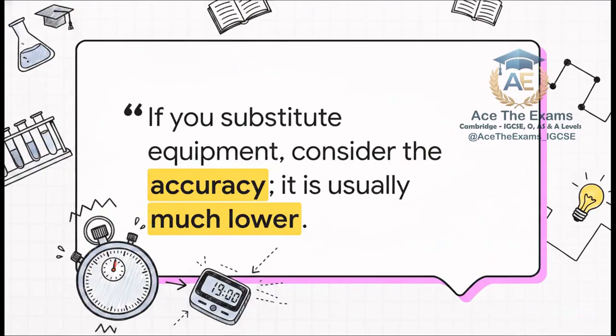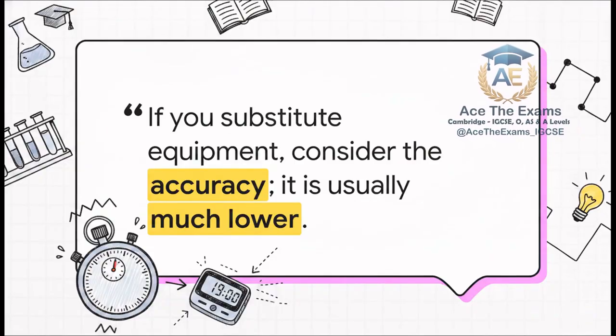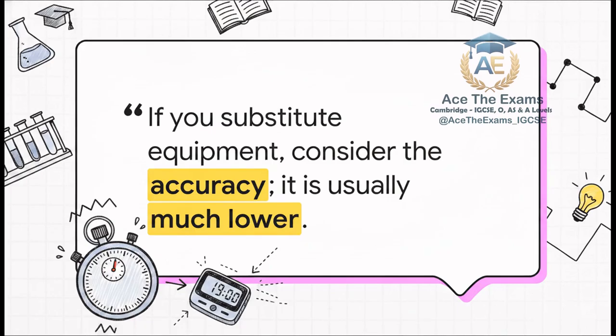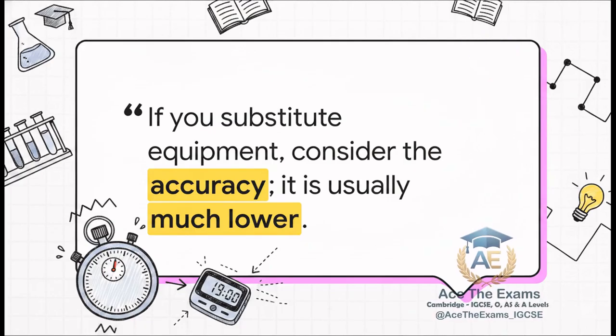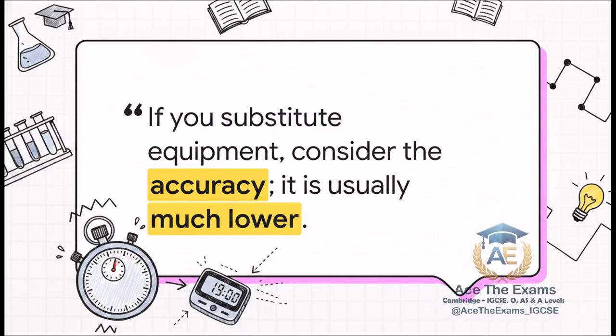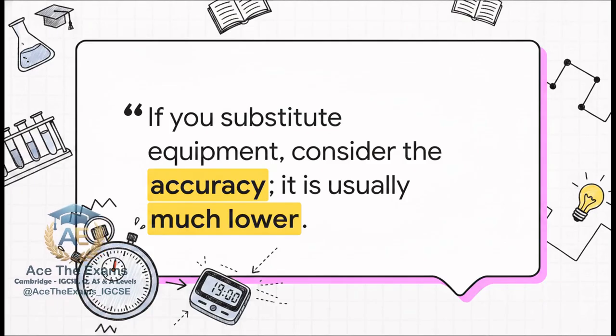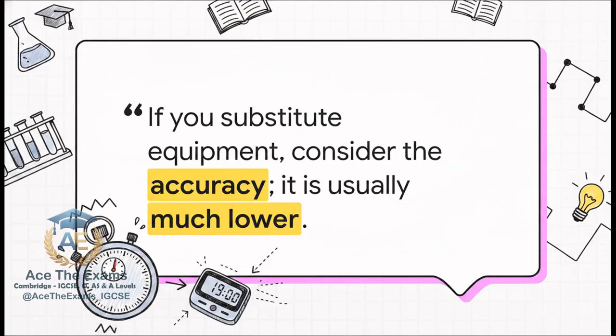Moving to Section 3, apparatus and measurement strategy. You have to listen to this direct warning straight from the Cambridge syllabus materials. They explicitly state, if you substitute equipment, consider the accuracy. It is usually much lower than the equipment suggested. So what does this mean for you? Well, if a question asks about substituting an automatic timer with a manual stopwatch, you can't just write, it's different. You must explicitly state that human reaction time drastically lowers the accuracy. You have to write down that specific consequence to actually get the mark.